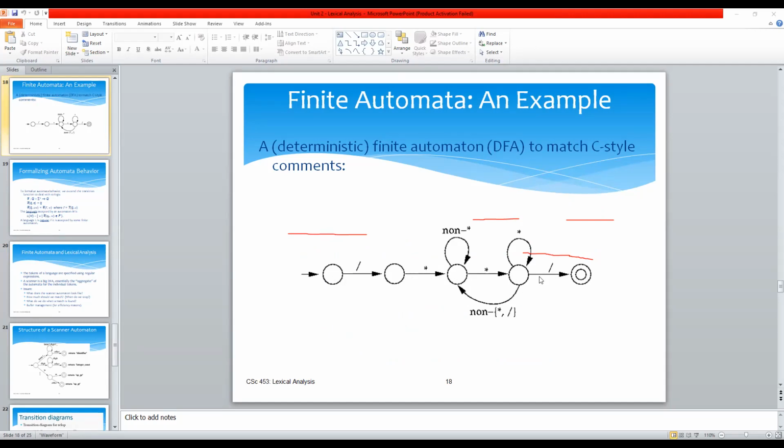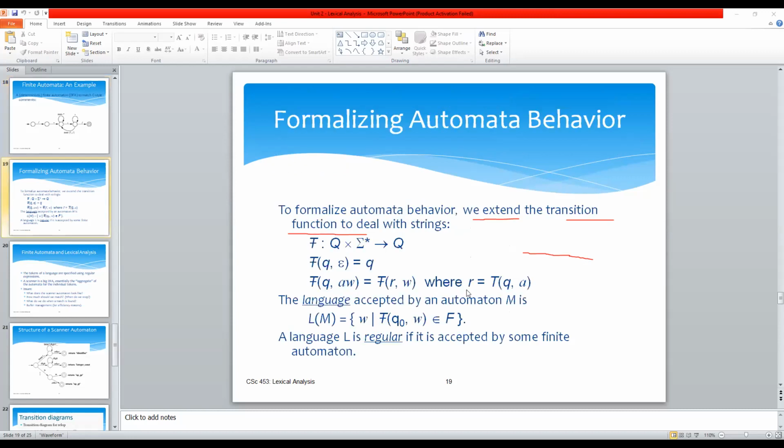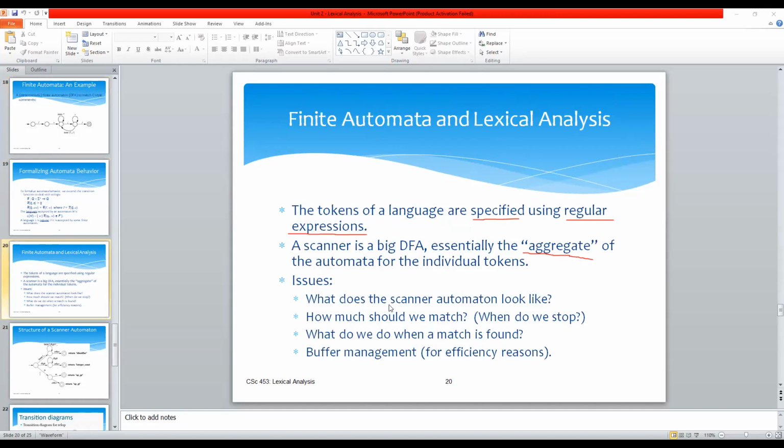So how long we should go for a match, that is also the question. How far should I keep checking to see whether this is correct? That is again a concern or issue. How much should we match? When do we stop? That is one of the issues while designing the lexical analyzer.